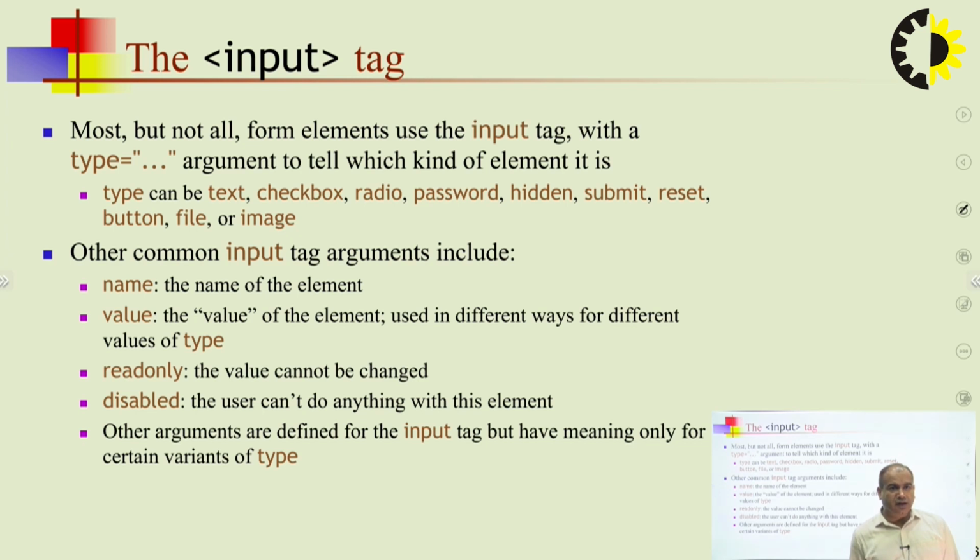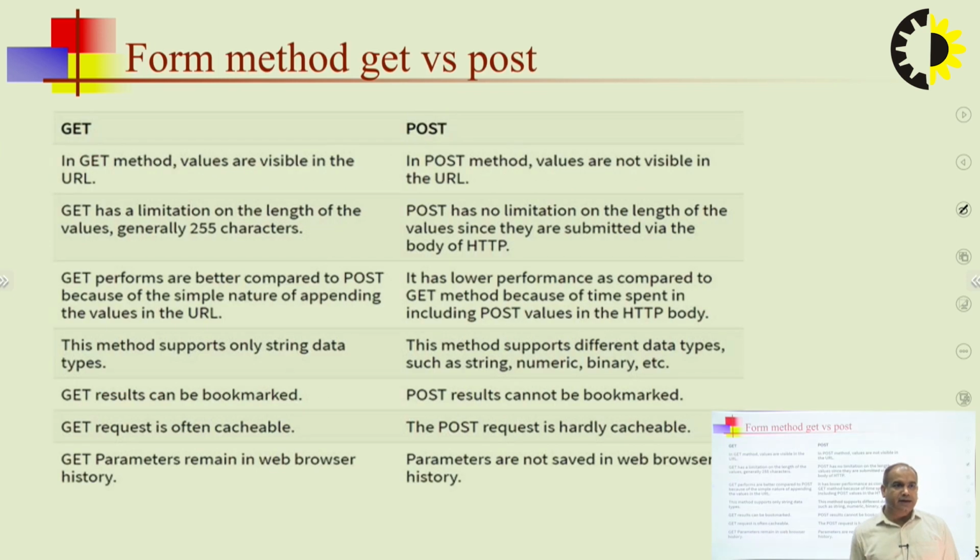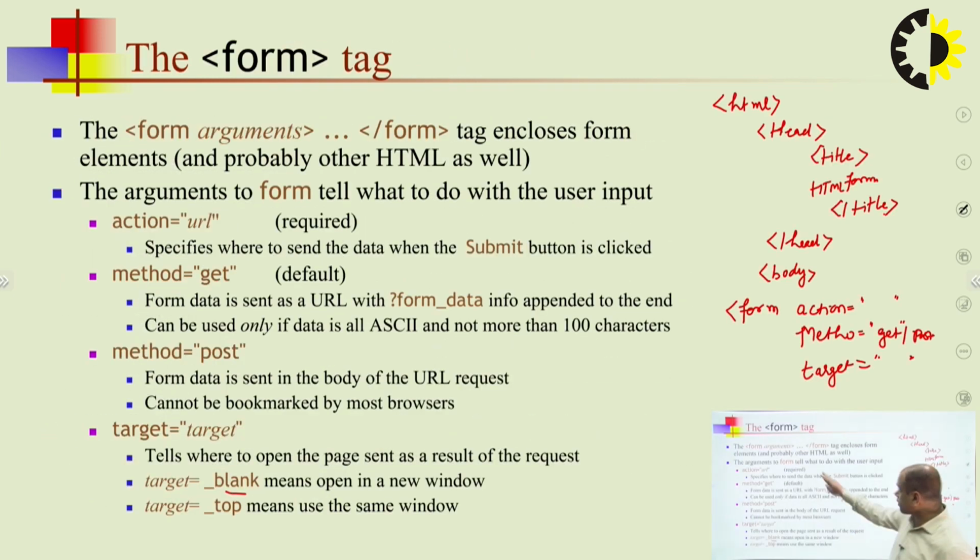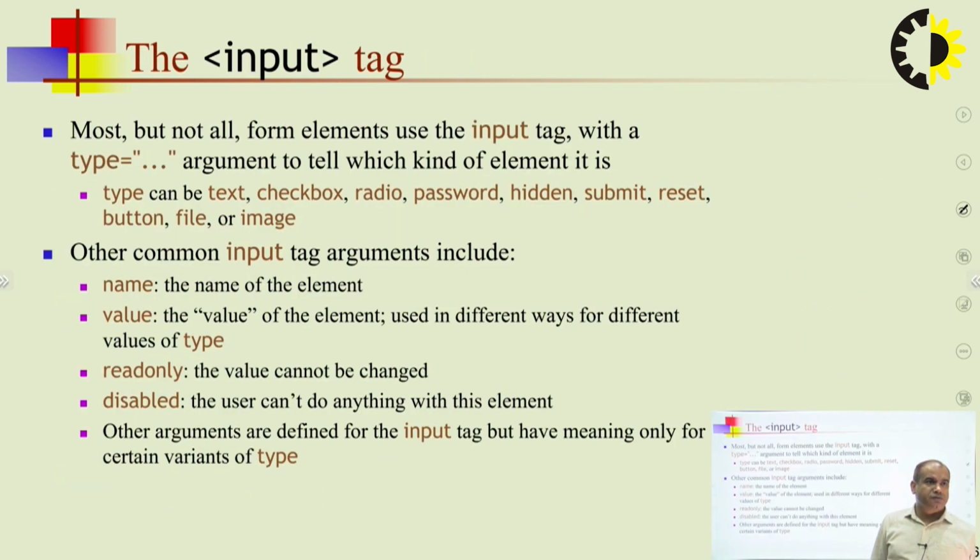Next, we are talking about the tags which are used in the form tag. As I discussed earlier, here we write different types of tags to make fields. So the first tag is the input tag. The input tag is the most important and widely used tag, but not for all. So a form element uses the input tag with the type attribute. Here the type tells which kind of element we are using in that particular form.